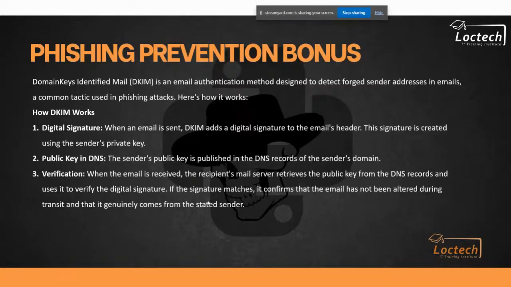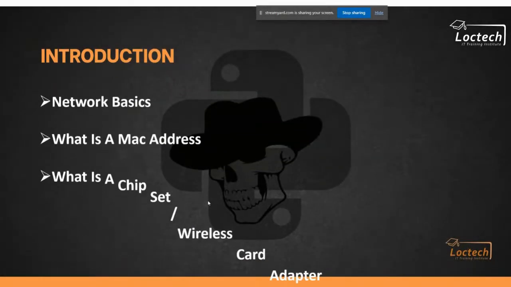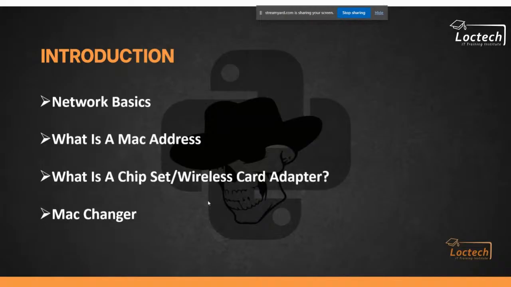So going on, today we'll be looking at wireless attacks. How do we achieve that? We are talking about wireless attacks part 1. Today would be part 1 of our wireless attacks, or you can say network attacks. They are the same thing. I will be talking about some key concepts in this training. Number 1, network basics. I'll talk about MAC address. Then I will also talk about the wireless card adapter, and then a MAC changer.